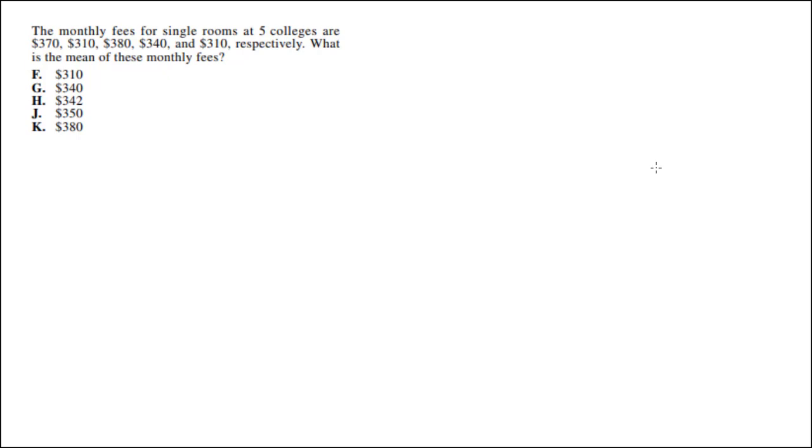This question is actually taken directly from the 2015-2016 ACT test. So if you're taking the test anytime soon, you're probably going to run into a question just like this one. So let's go ahead and read what it says. The monthly fees for single rooms at 5 colleges are $370, $310, $380, $340, and $310 respectively. What is the mean of these monthly fees?